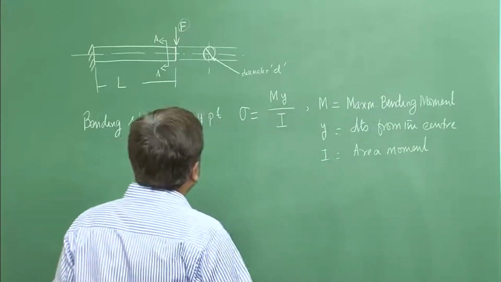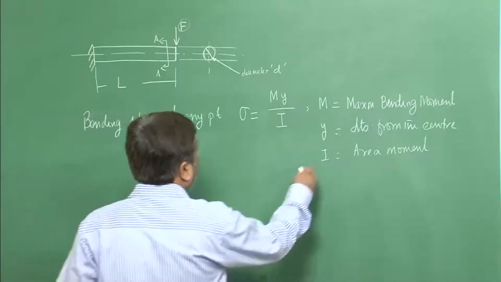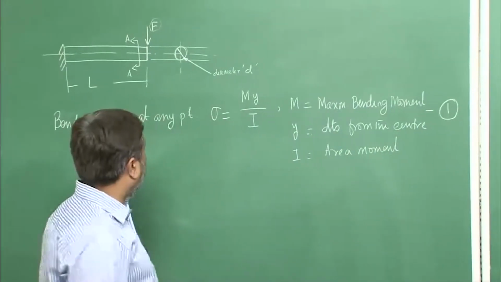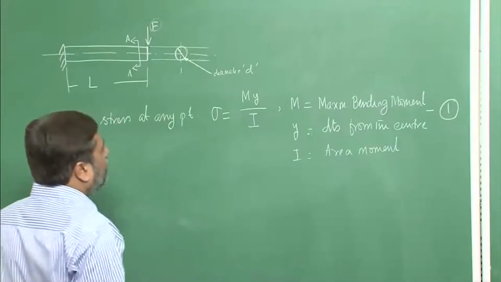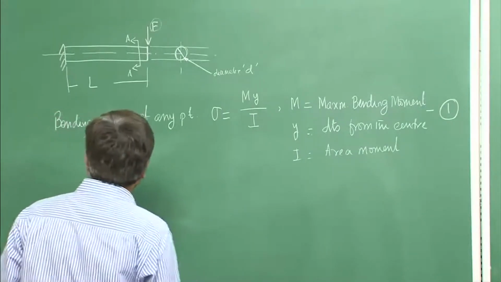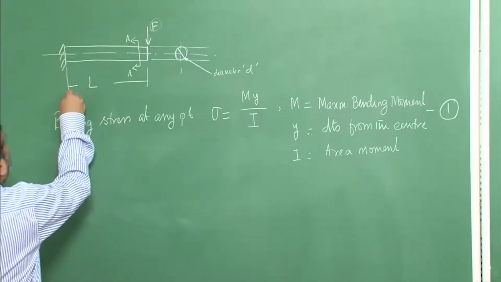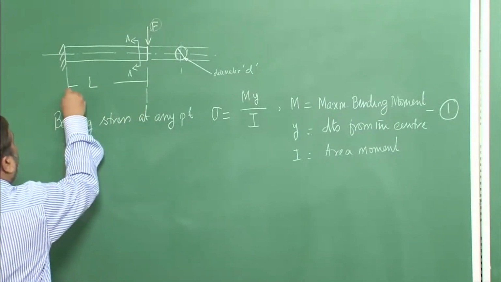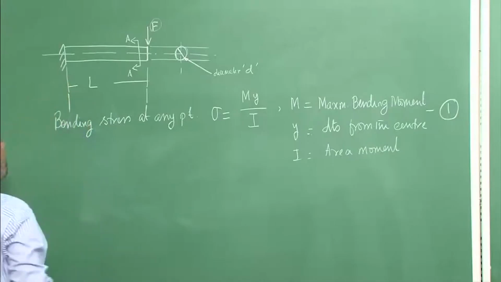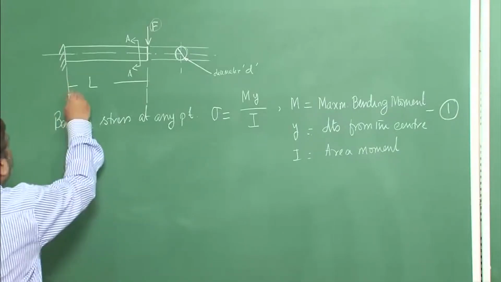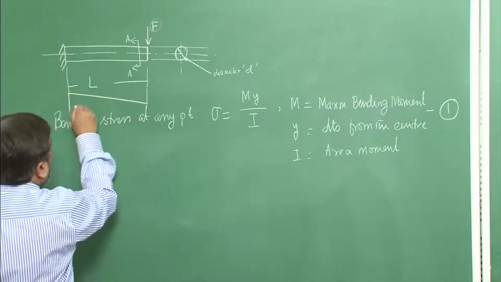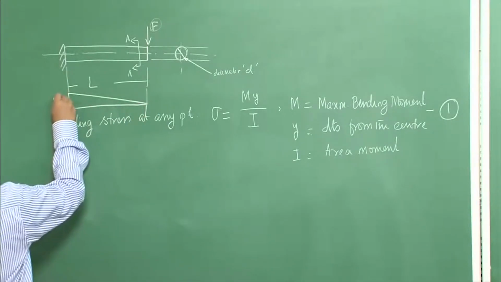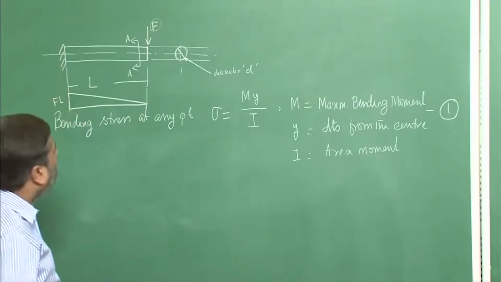Let us call this our first equation, sigma equals M y over I. I have to find out, of course, what is the maximum bending moment that is possible in this beam. If I draw the bending moment diagram of the beam, we know that the maximum moment in this case will be at the fixed end and it will become 0 at the other end, and the maximum bending moment here, the magnitude, is FL.